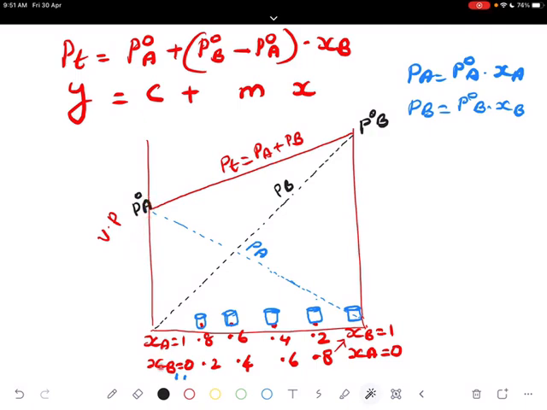The B component is not there, so the total vapor pressure here is P naught A. Total vapor pressure here is P naught B. Here the total vapor pressure is P naught A. Here the total vapor pressure is P naught B. Here is the P total. So this is the graph, the total graph for all these things.